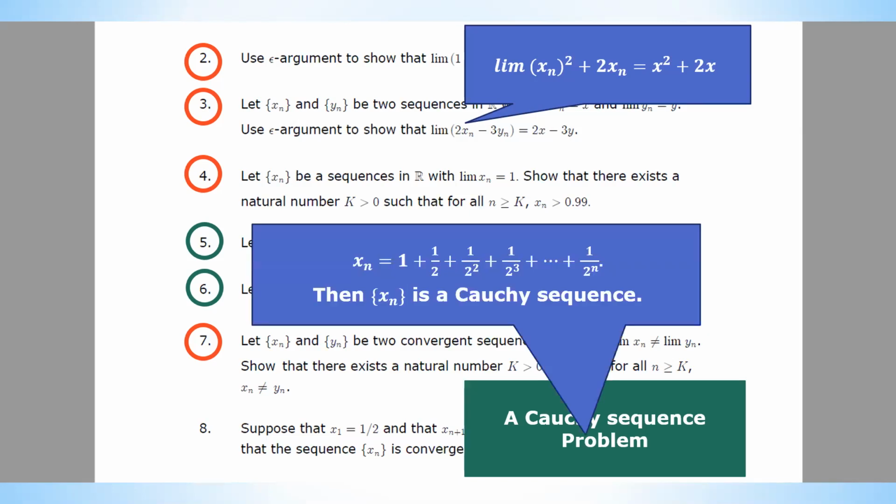Okay, so I'll give you an example like this. If you take xn, this is an example we studied in the lecture. We show that this xn is a Cauchy sequence. All right. So this is the basic idea of what kind of problem will appear in the test, especially those circled in red. But I forgot to circle 8 in red. Okay, so this is important. Don't forget number 8.